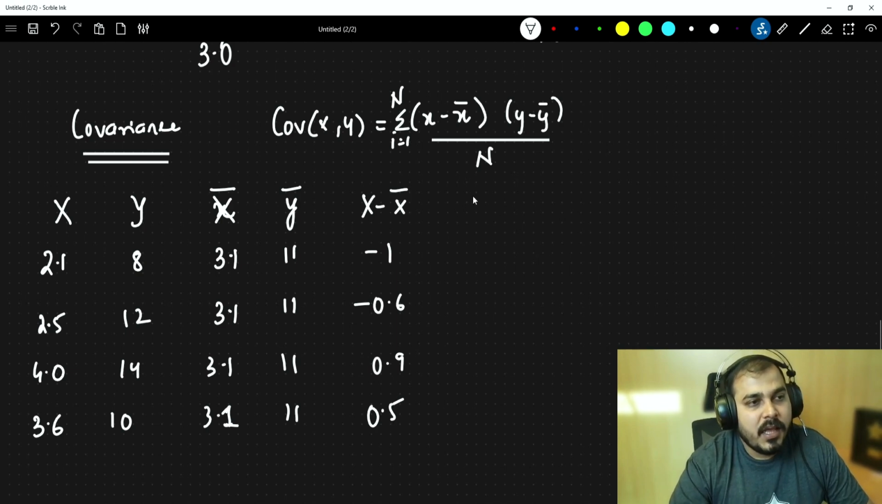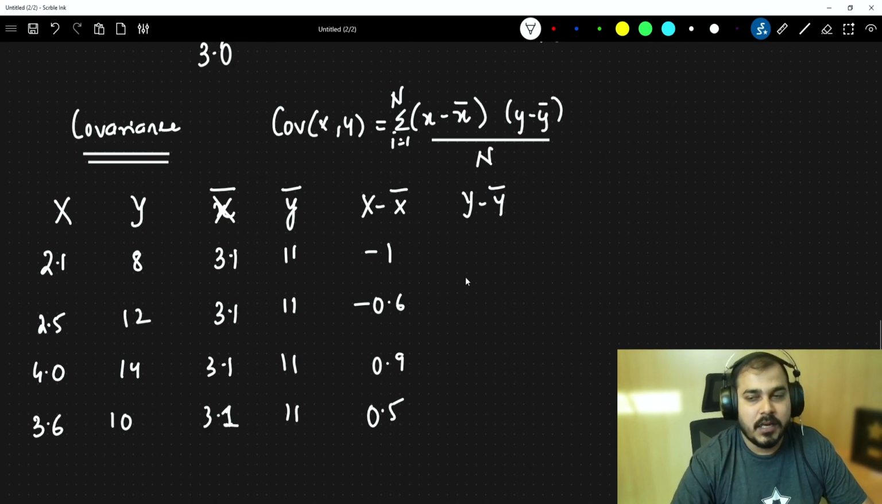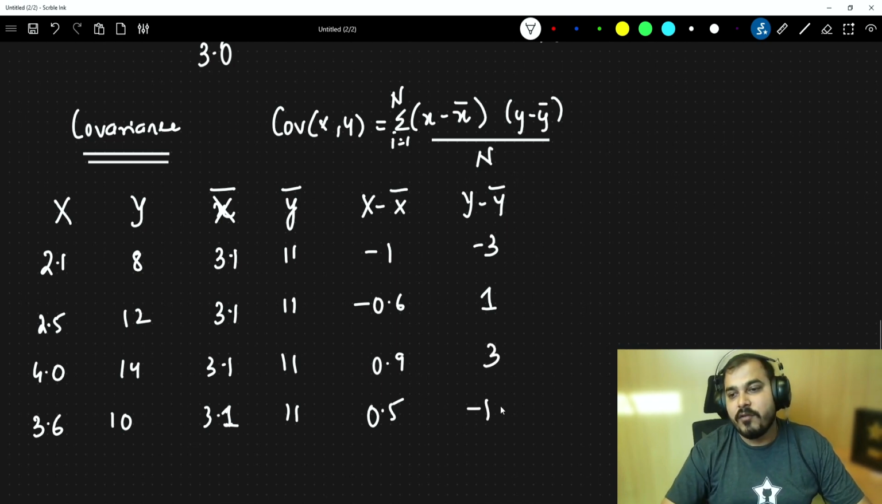Very simple. And the next column that I am going to calculate is y minus y bar, because this is the next thing that I want to find out. So 8 minus 11, I'm going to get minus 3. 12 minus 11, I'm going to get 1. 14 minus 11, 3. 10 minus 11, minus 1. So I've got all the values that are basically required over here.